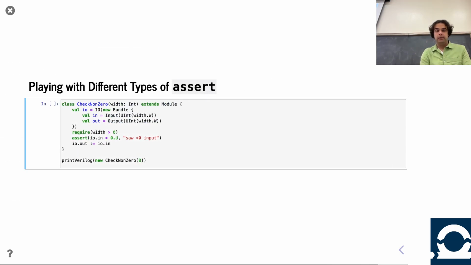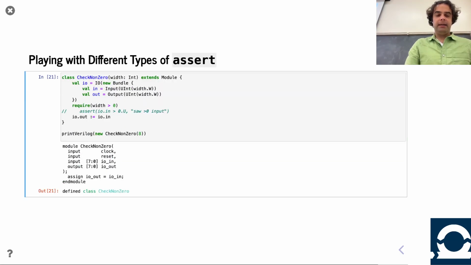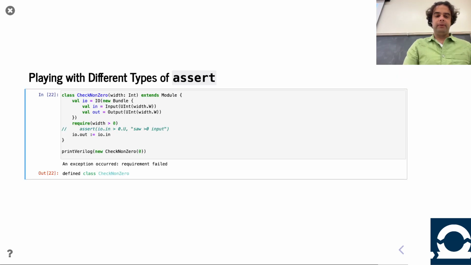Okay. So then let's goof around with asserts. First, why don't I leave just the require? Remember, require is going to be a Scala thing. So it has to be at least 0. If I give it 0, a requirement failed. Okay. Make this an assertion.